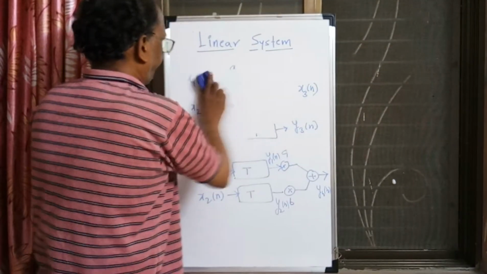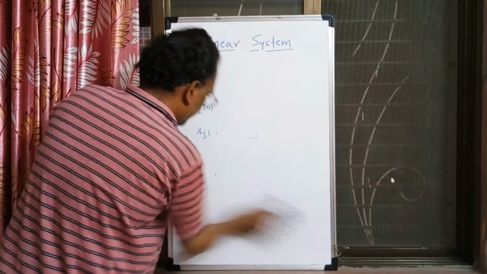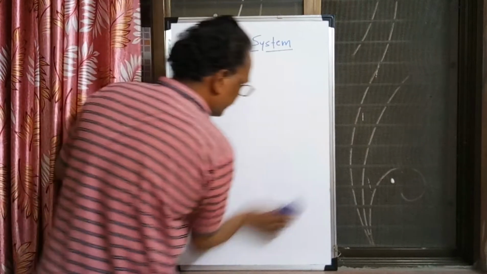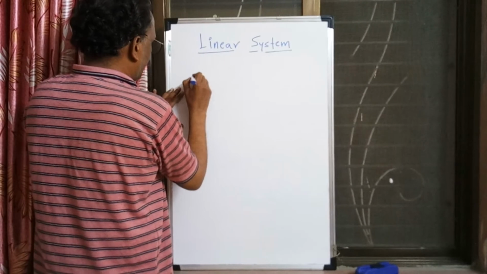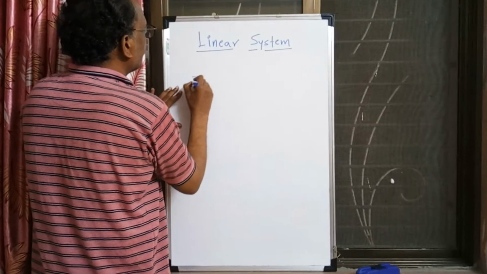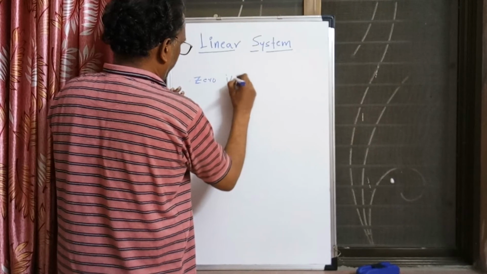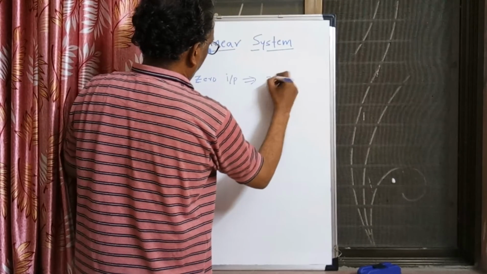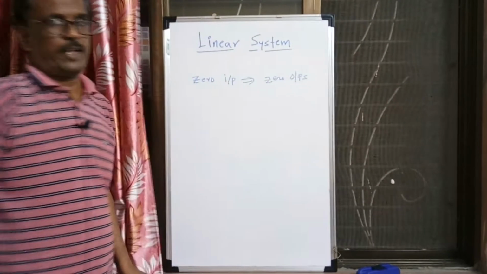So we can also say that a system is linear when 0 input produces 0 output. This is one of the requirements: 0 input implies 0 output. If this is not satisfied, the system is not linear.